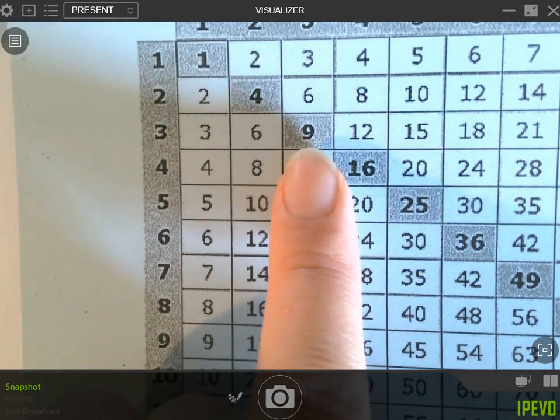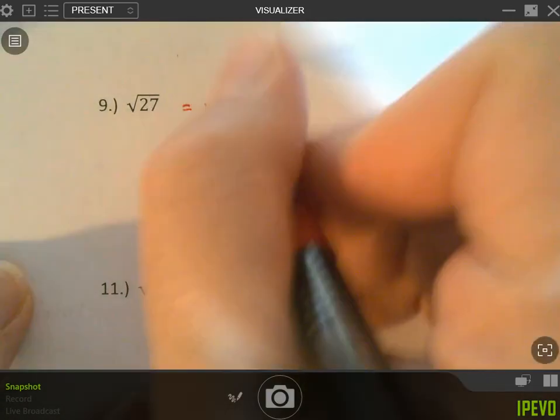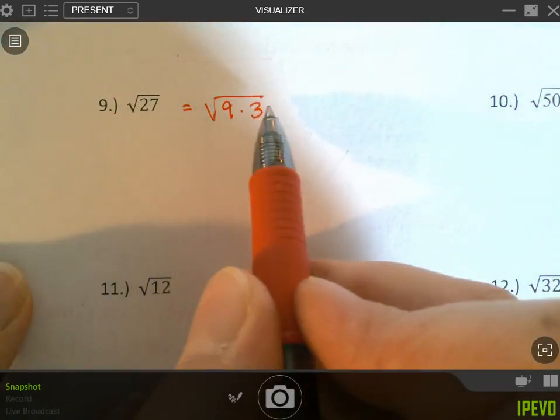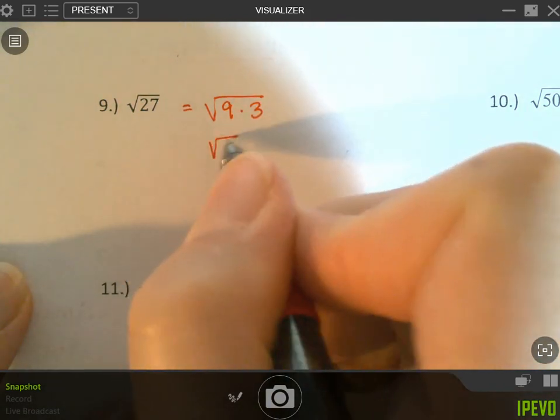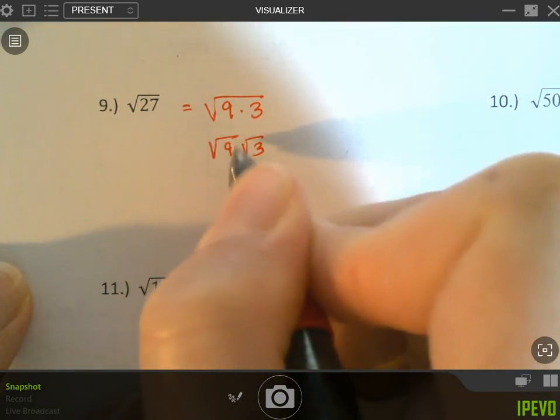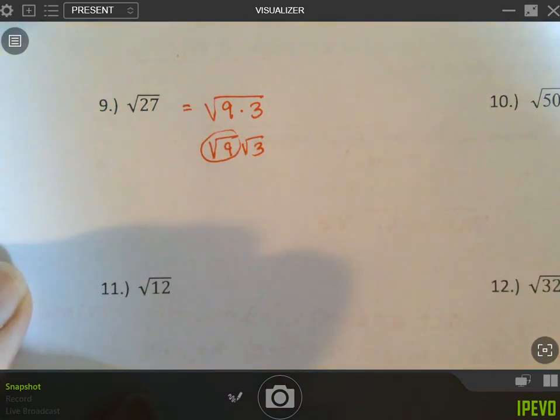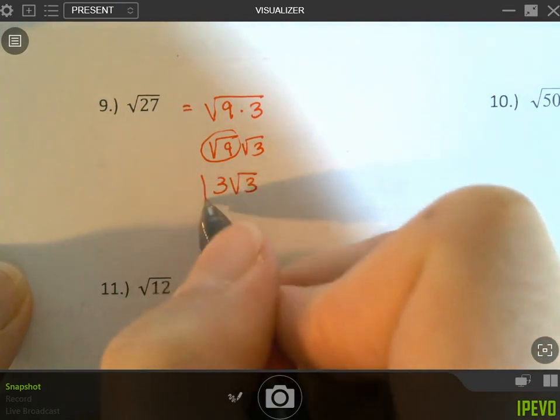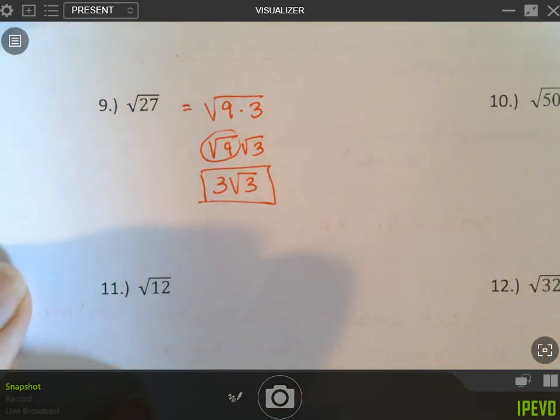Does 9 go into 27? Yes. How many times? 3. Okay, then that's our biggest perfect square because 3 doesn't break down with any perfect squares. So square root 9, square root 3. Now what is the square root of 9? Just a 3. Notice my square root sign's gone. But we got to keep the square root of 3. Is this making a little bit of sense? A little bit. We just have to practice it.